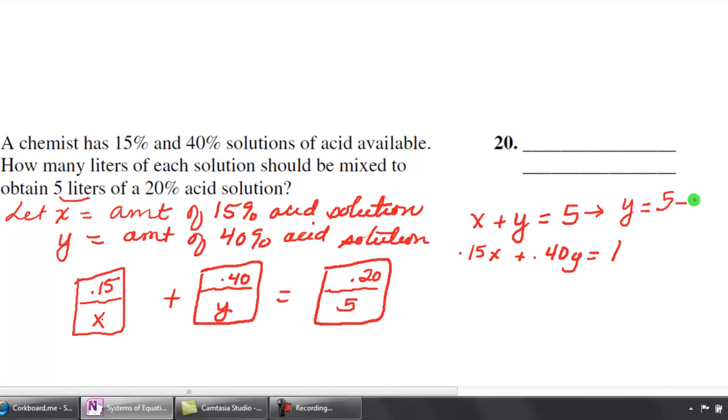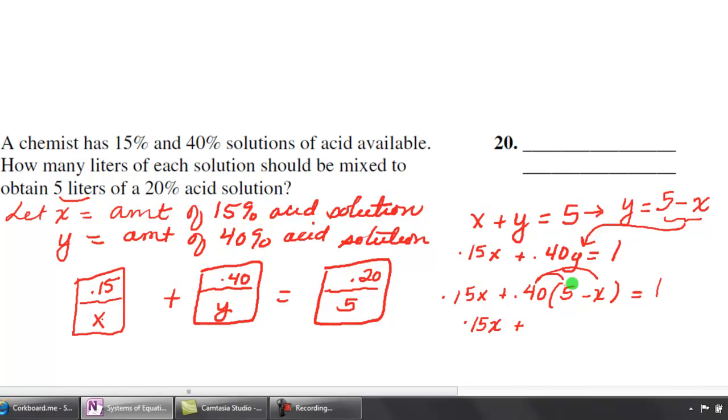And again, I'm going to use the top equation and solve for y, because then I can substitute that expression into my y in my second equation. And so that's what I'm doing. I'm going to put 5 minus x in for y in the second equation, and that allows me to solve for x. Let's distribute here the 0.40. So we get 2 minus 0.40x equals 1. And then we're going to add these like terms together.